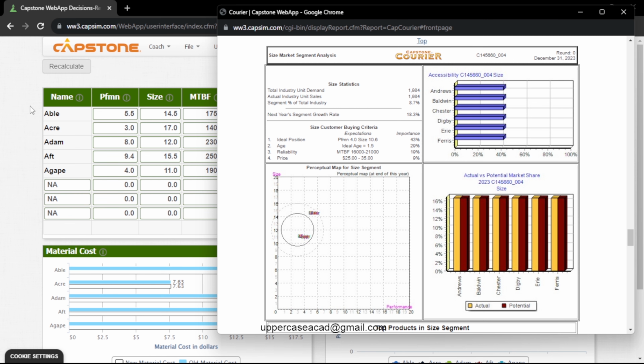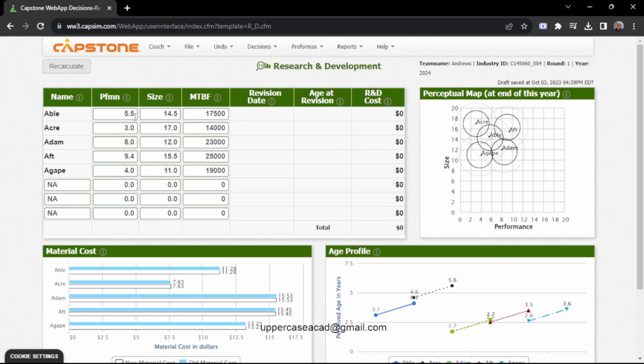So the first decisions that we're going to make are in research and development. First we are going to start with Able. Here we see Able, you can give it a performance of 6.0 and a size of, let's say, 14. With the mean time before failure, we can increase it to 19,000.